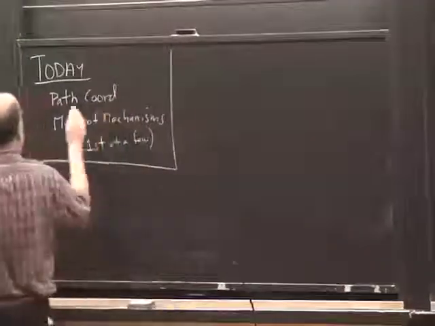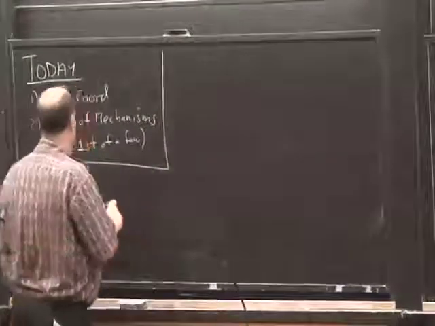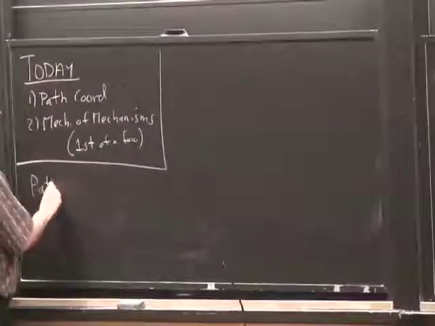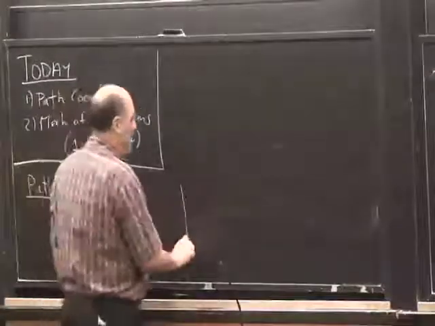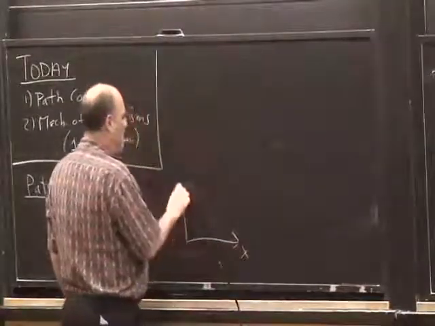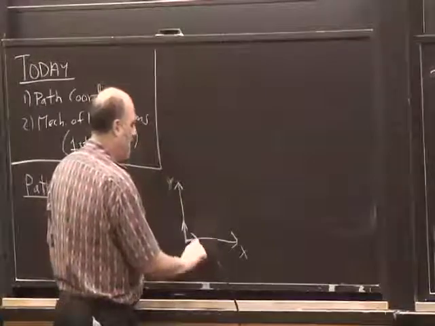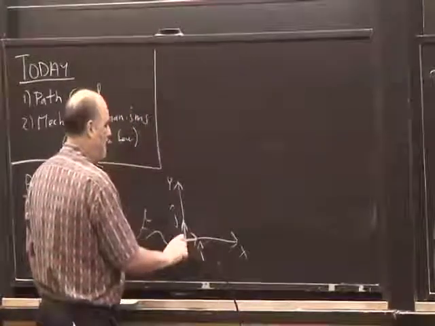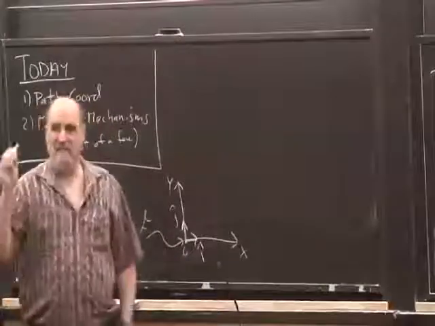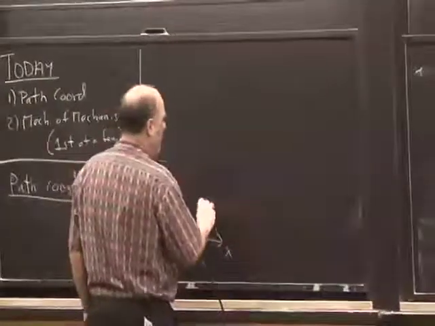Okay, so this is this topic called path coordinates. So here's how path coordinates work. If you have something moving around, we're going to keep track basically of how it moves around relative to some fixed reference frame. So we have some fixed reference frame. As a thing moves around, let's say this thing is a dot, we're going to keep track of this dot moving around. We have a dot moving around on the plane.